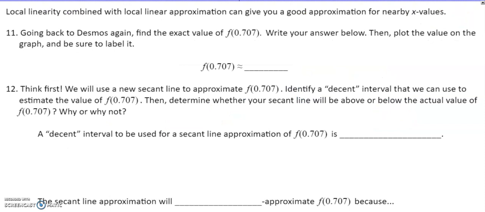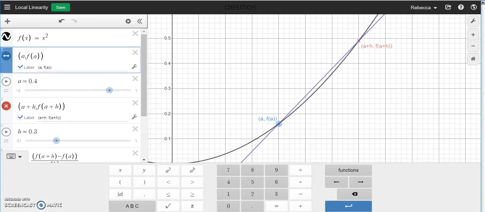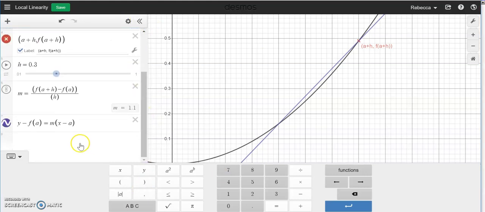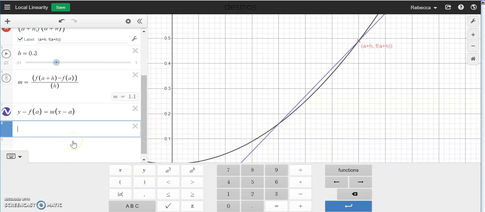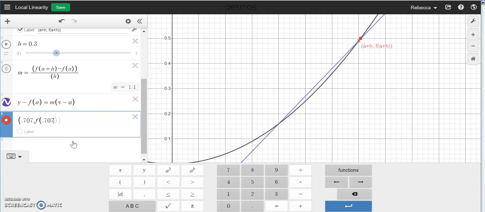Alright, so going back to Desmos, it says to find the exact value of f of 0.707. If we jump back here, you can, if you would like to, type in the point 0.707, comma, f of 0.707. I need to take out the full keyboard. There it is.